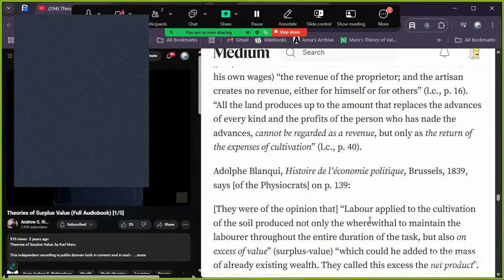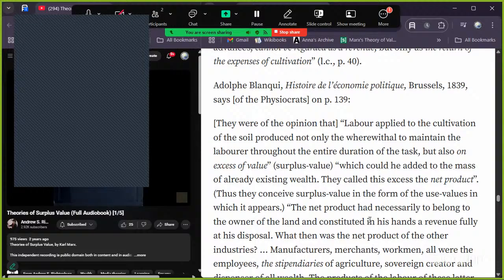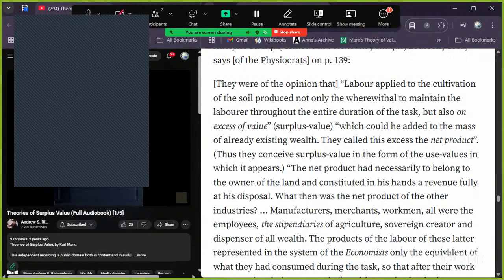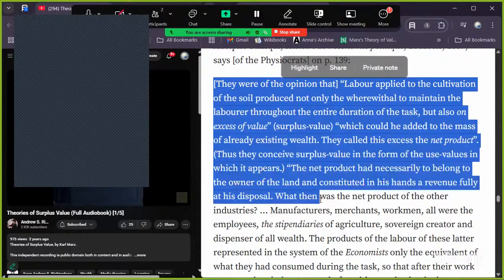"They were of the opinion that labor applied to the cultivation of the soil produced not only the wherewithal to maintain the laborer throughout the entire duration of the task, but also an excess of value, that is surplus value, which could be added to the mass of already existing wealth. They called this excess the net product. Thus they conceive surplus value in the form of the use values in which it appears. The net product had necessarily to belong to the owner of the land, and constituted in his hands a revenue fully at his disposal. What then was the net product of the other industries?